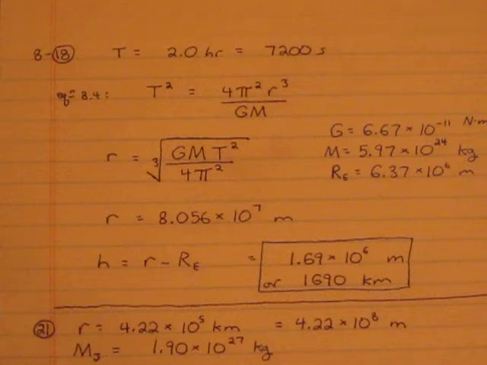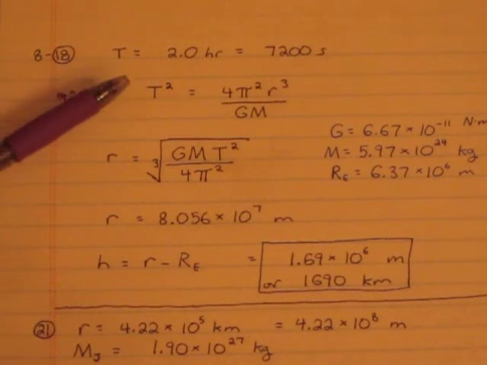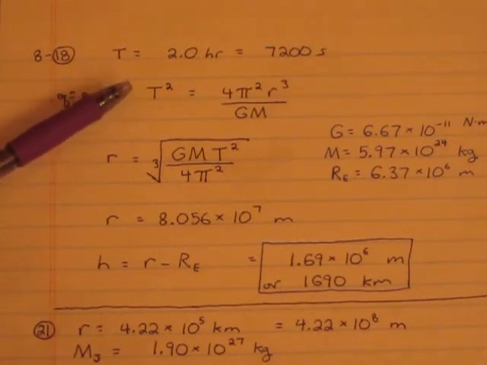Well, in class we figured out the circular orbit for the International Space Station. We found that to be about an hour and a half. I think it was 92 minutes. And so we expect it's going to be a bit higher because it's a longer period than the International Space Station. Let's use this equation. It's in the book, equation 8.4. Period squared equals 4 pi squared radius cubed over GM.